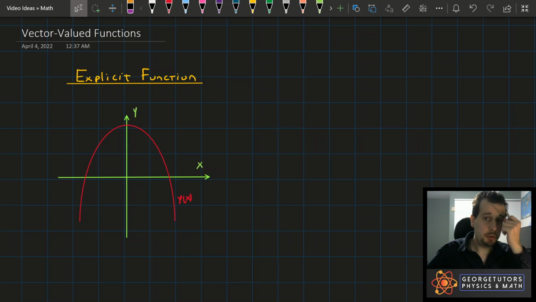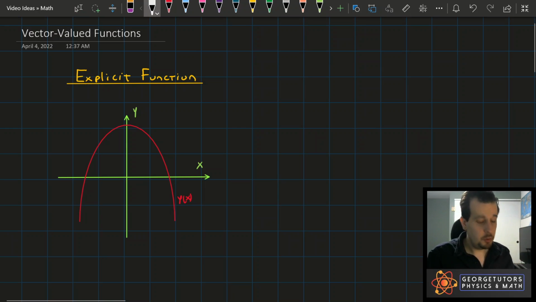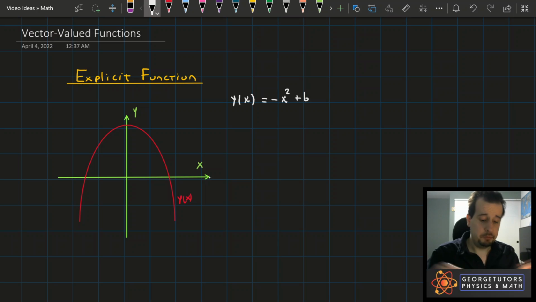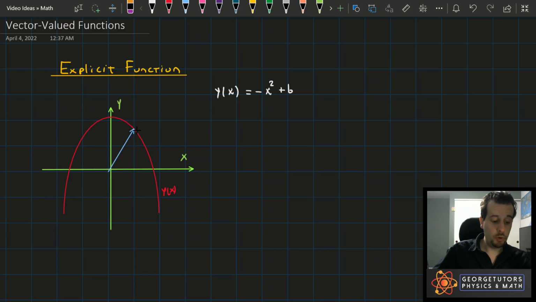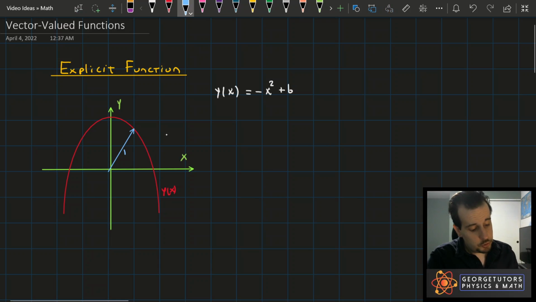So how does this work? Let's look at the ones that are relevant here for Calc 2. Let's say right now that you have an explicit function here, as you can see, y of x. And this function clearly is some kind of parabola shifted up by some amount. Fair enough. And if I want to describe the position of a particle that's moving along this parabola at a certain point, let's say here, what do I have to do to find the components of this vector r right now?